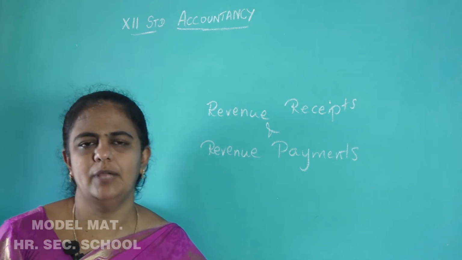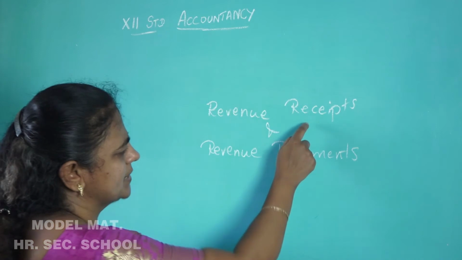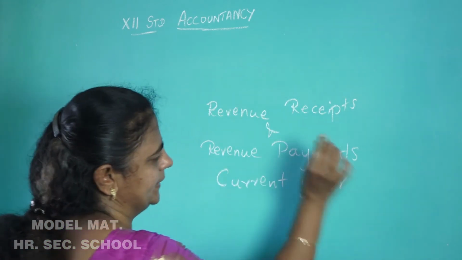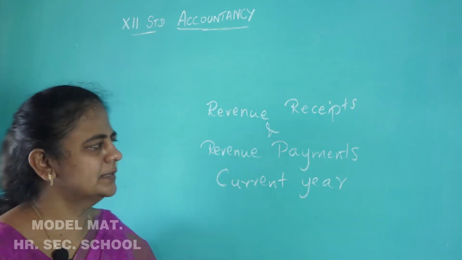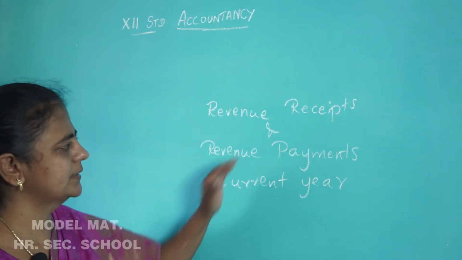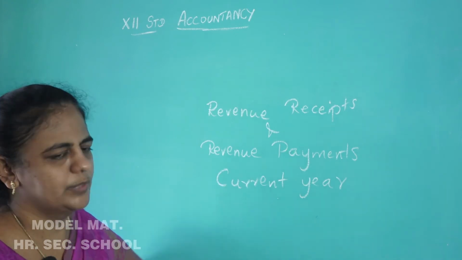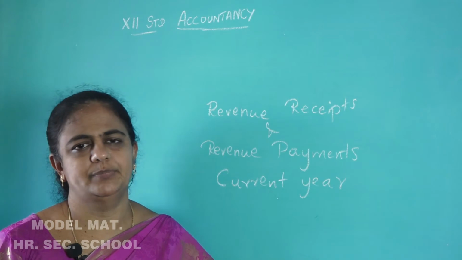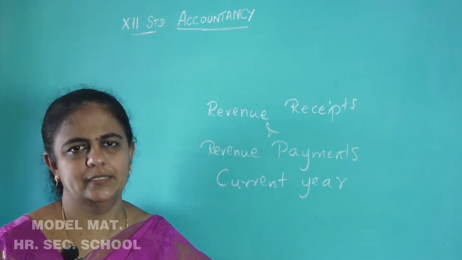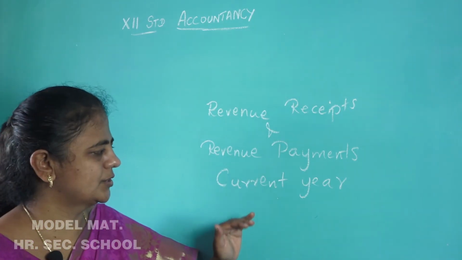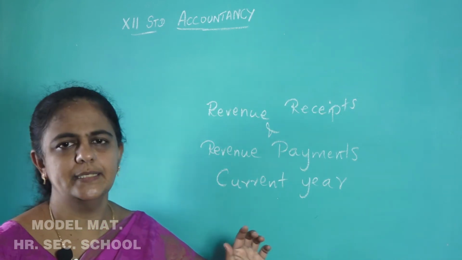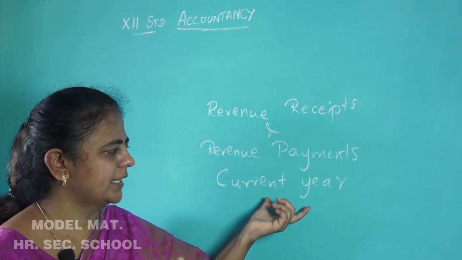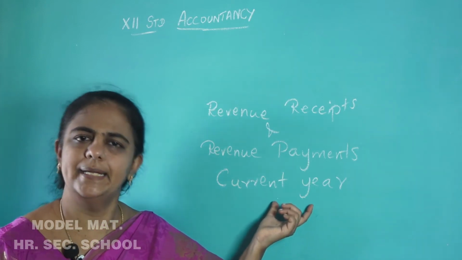And one more thing you have to keep in mind is that receipts and payments which are pertaining to the current year alone will be taken. Expenses or incomes, or otherwise receipts and payments, which are pertaining to the previous year or subsequent year should be excluded. Items which are pertaining to the current year alone will be taken here.